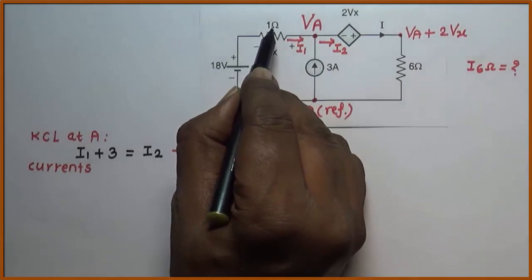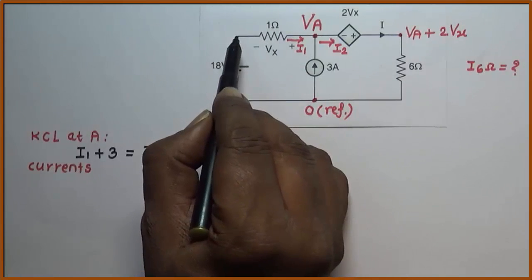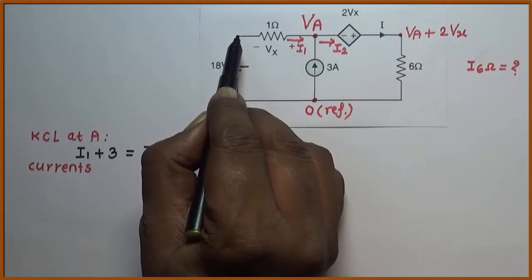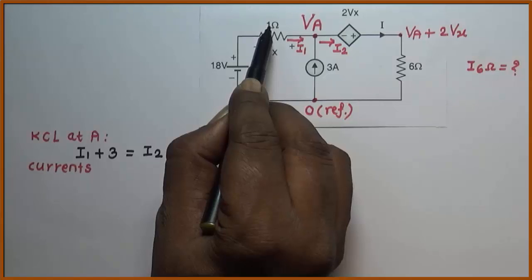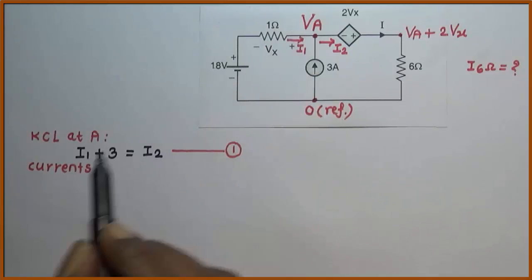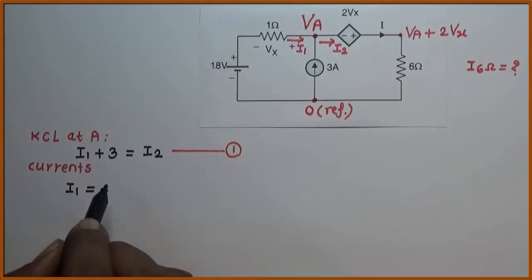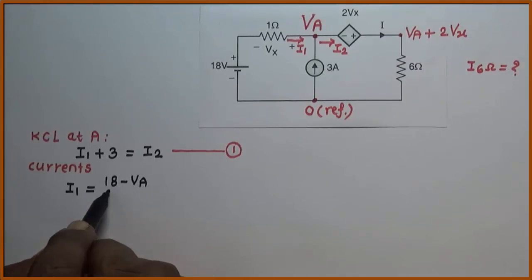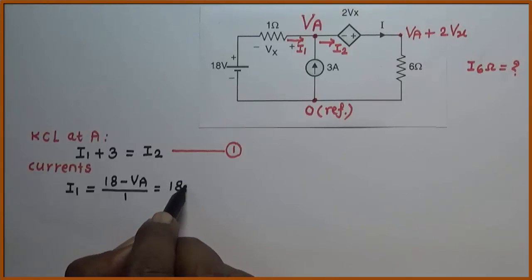What is I1? I1 is nothing but the current flowing in the 1 ohm resistor. One terminal of this 1 ohm resistor is at 18 volt and the other is at VA. So the potential difference across the 1 ohm is 18 minus VA, divided by the resistance value 1, which gives the current I1. So I1 is equal to 18 minus VA.